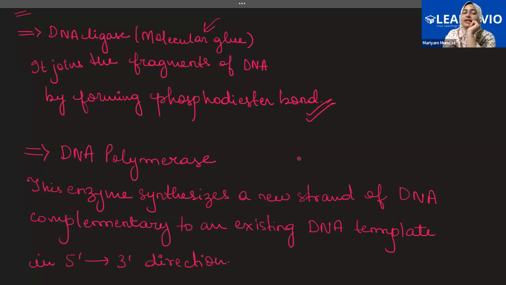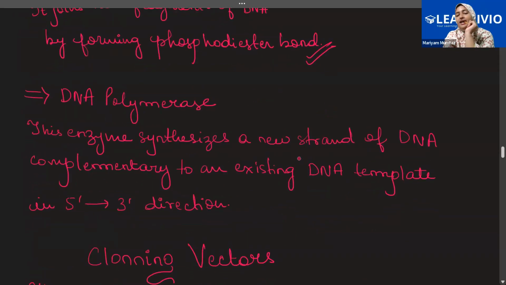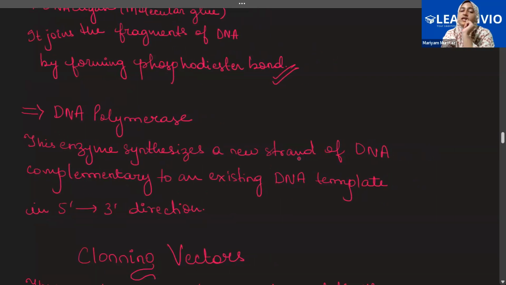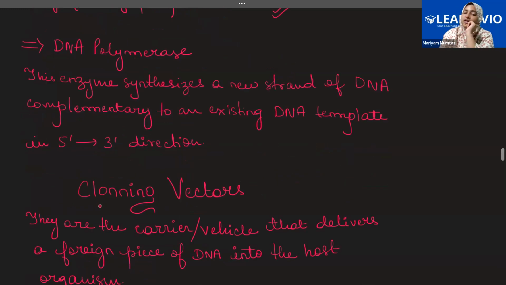Then comes another enzyme that has a lot of use in rDT, that is DNA polymerase. DNA polymerase does the process of polymerization. Polymerization means forming multiple base pairs to one of the complementary units that has been given. This enzyme synthesizes a new strand of DNA complementary to an existing DNA template in the 5' to 3' direction. For example, it's like this.